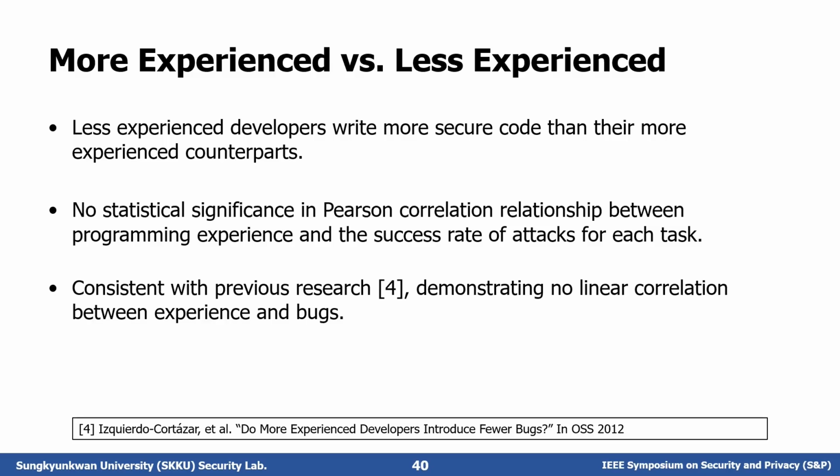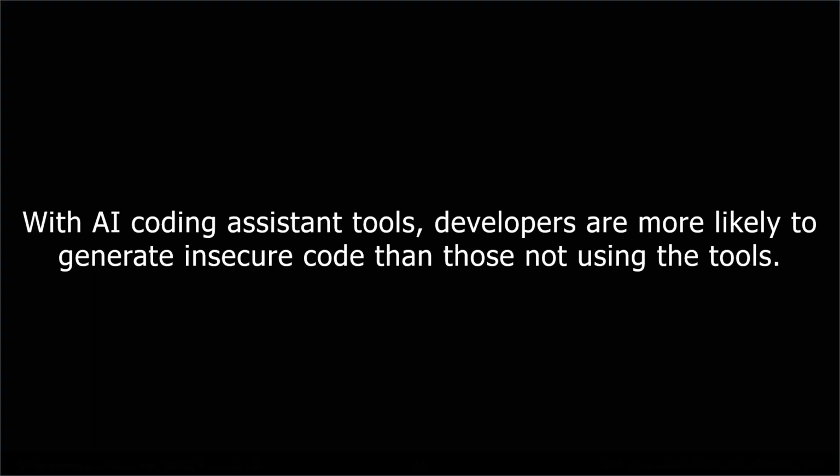To analyze the impact of developer experience on writing secure code, we analyzed the correlation relationship between programming experience and the success rate of attacks. Contrary to our expectations, less experienced developers tend to produce more secure code than their more experienced counterparts. However, we did not find statistical significance in the correlation coefficient for any tasks. Interestingly, this finding aligns with results from previous studies, which also demonstrated no linear correlation between experience and bugs. As a takeaway, developers using AI coding assistant tools are more likely to generate insecure code than those not using the tools.